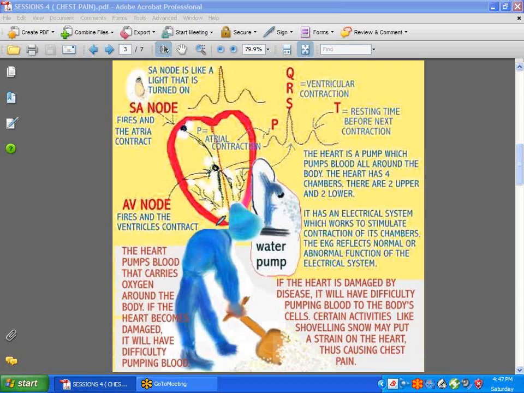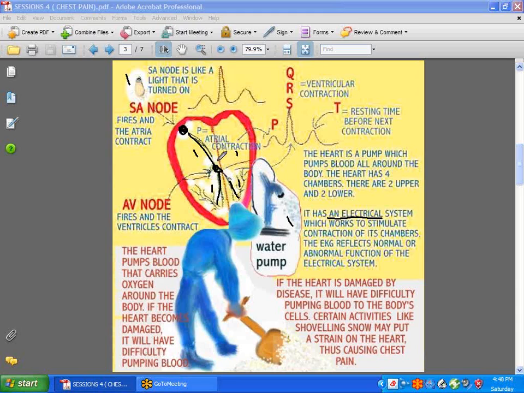What causes chest pain, first of all, is the fact that the heart is not getting enough oxygen. The heart is essentially a pump, and it also has what is called an electrical conduction system. The heart has 4 chambers. In the right atrium is the sinoatrial node, and this node works like a light bulb being turned on. It fires, and that causes both atria to contract. Then the impulse goes along to the ventricles through the atrioventricular node. When this impulse fires, both ventricles contract.